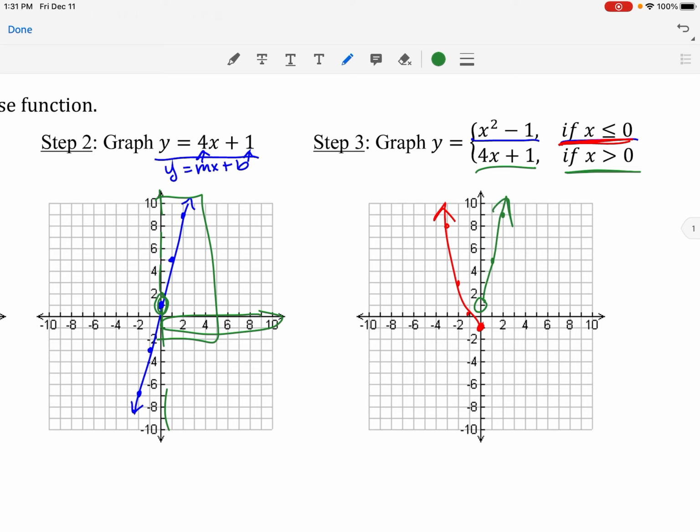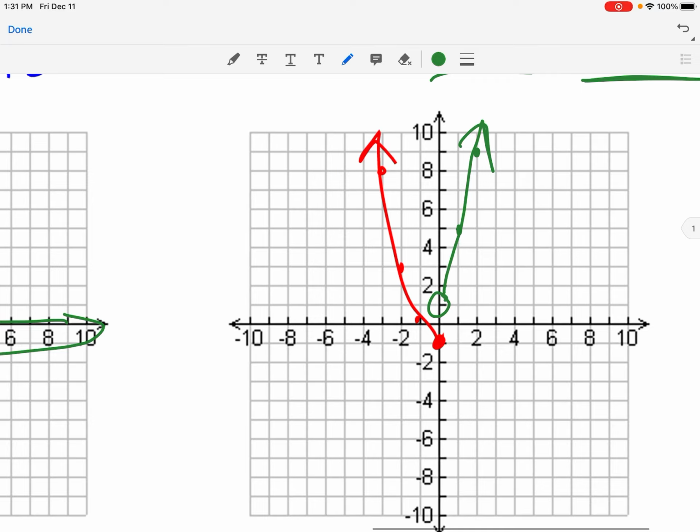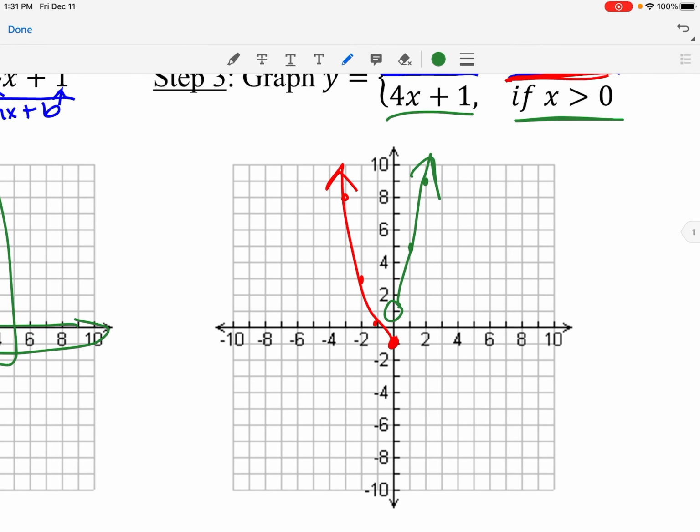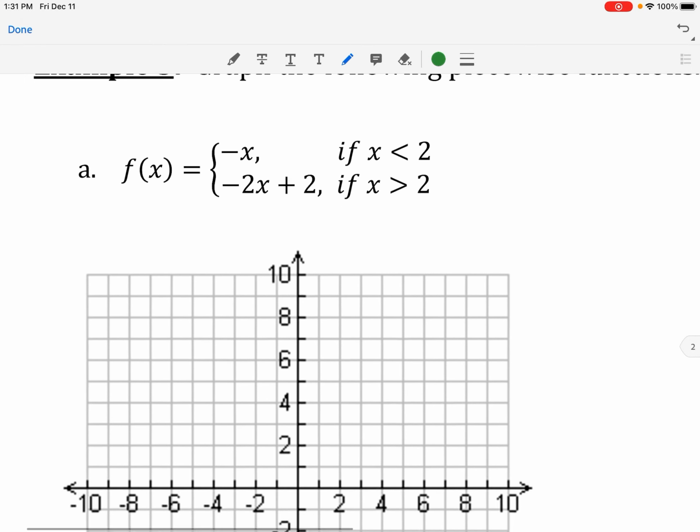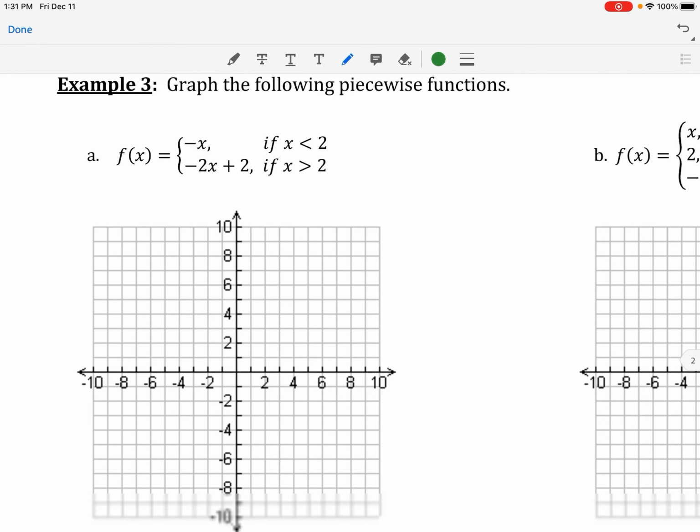And that is our piecewise function. So we're taking pieces of different functions and creating one function with it. Because this still passes the vertical line test, so it is still a function. Okay, we're going to practice that again. So here we go. We have two different pieces. These are both linear this time, so they're both in the form of mx + b.